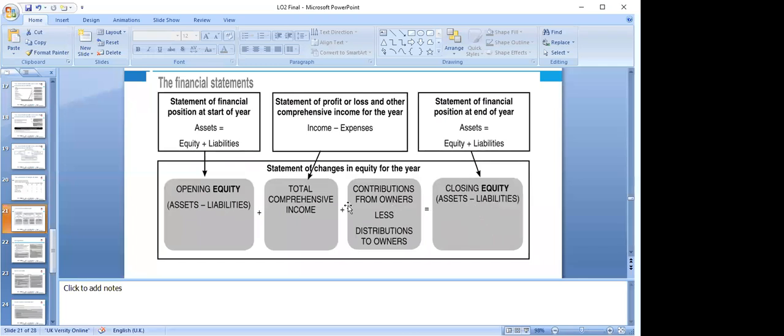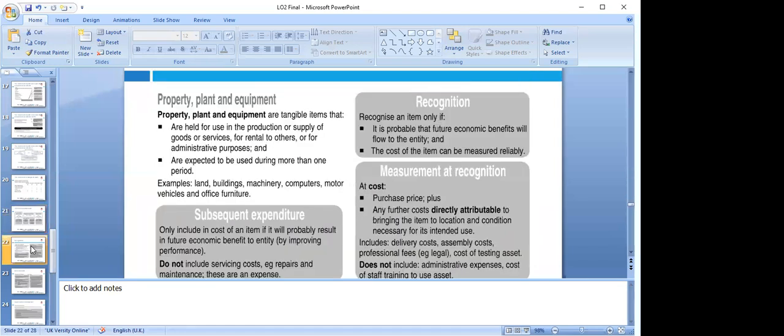Okay, so statement of financial position: assets and liabilities. Statement of profit and loss: income and expenses. And the statement of position at the end, we can look at closing equity. So at the opening, the profit for the year or loss will be adjusted in the equity. Property, plant, equipment. Yes, we look at tangible assets and intangible assets. Tangible means anything which you can touch. Property, plant, equipment is one of the key items.